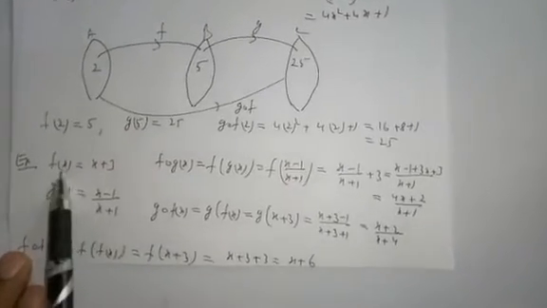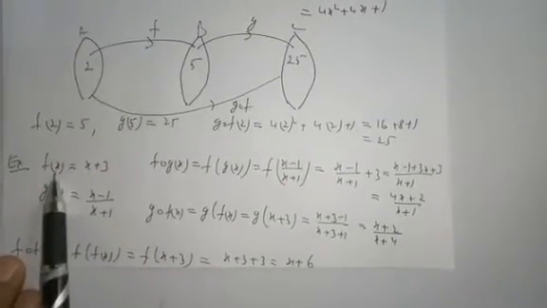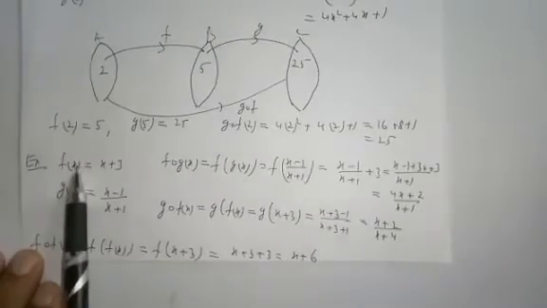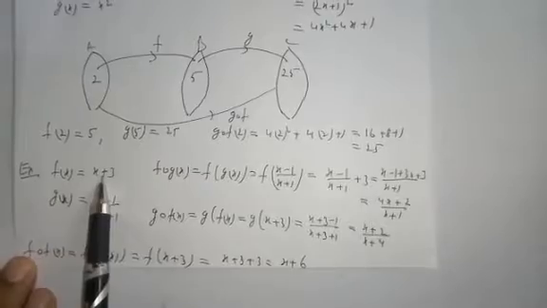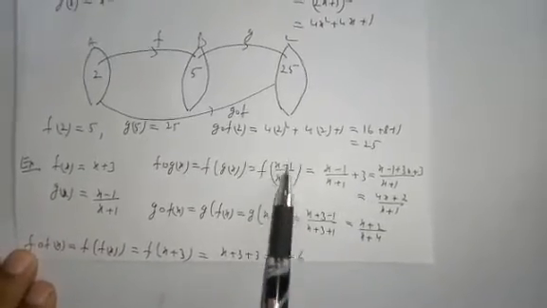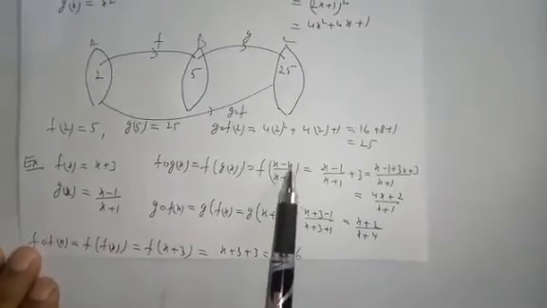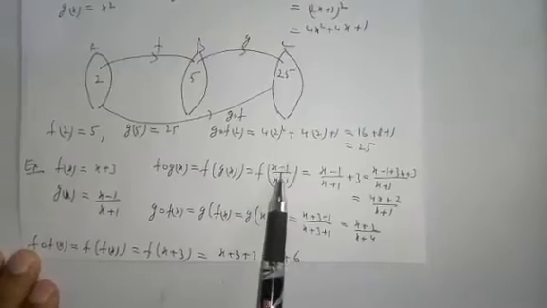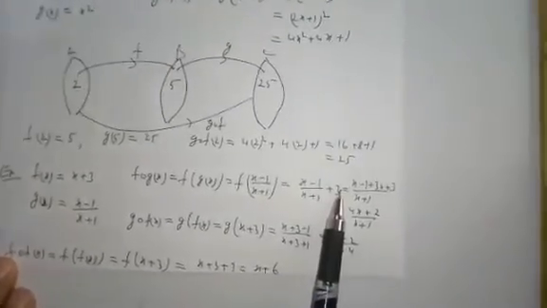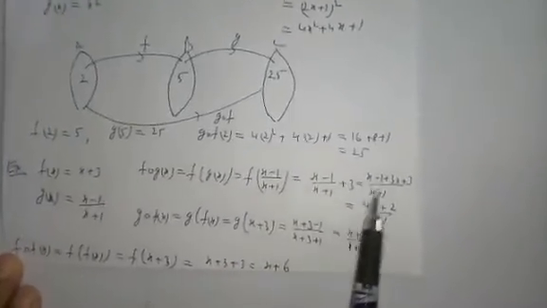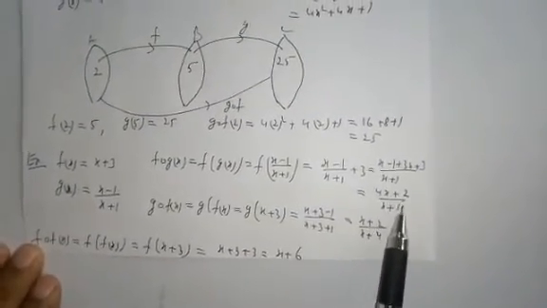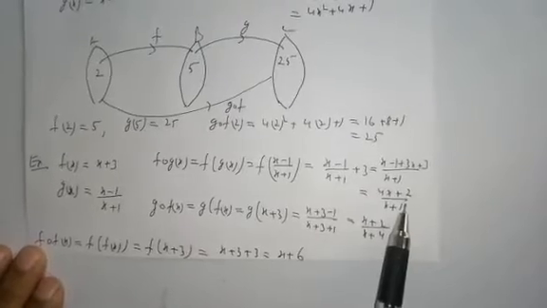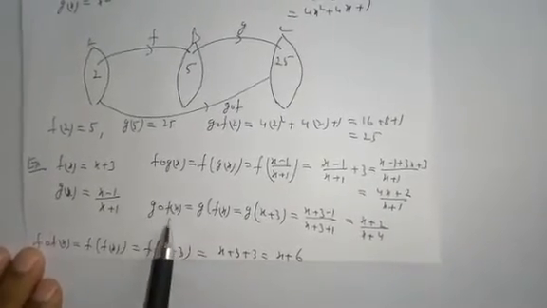The working of f is that it adds 3 to its input. In the same way, now the input is (x minus 1) upon (x plus 1), we add 3 to this, take the LCM, and after solving we have (4x plus 2) upon (x plus 1). In the same way we can calculate gof.